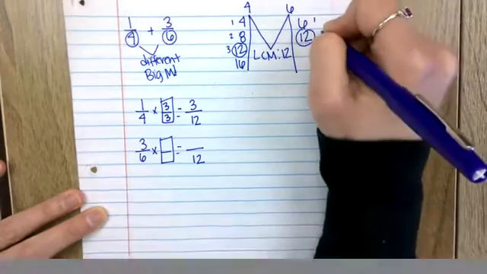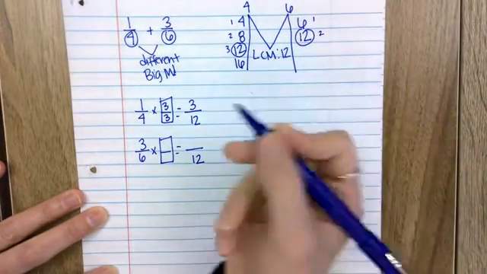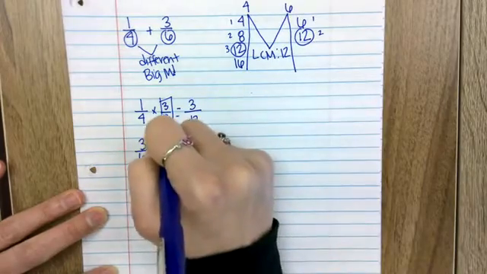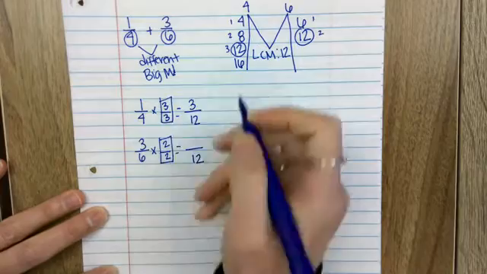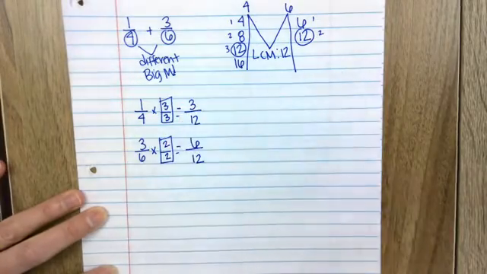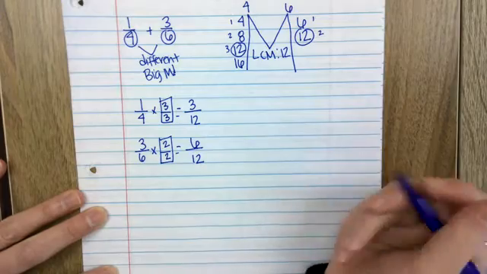I'll do the same thing with my 6s. It took 1, 2 6s in order to make 12, so I'm going to put a 2 in the domino here. 3 times 2 equals 6. Now that I have common denominators, I am ready to add.